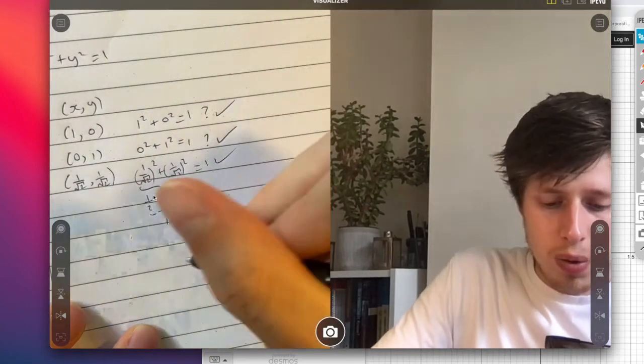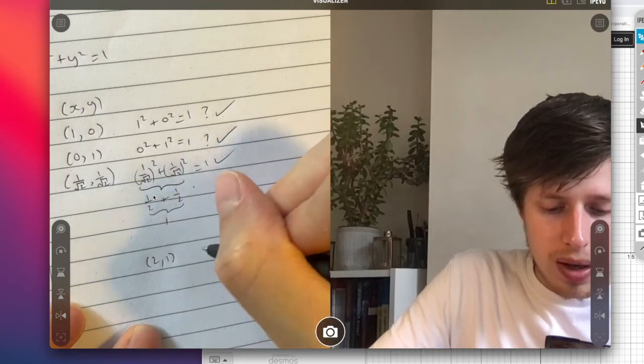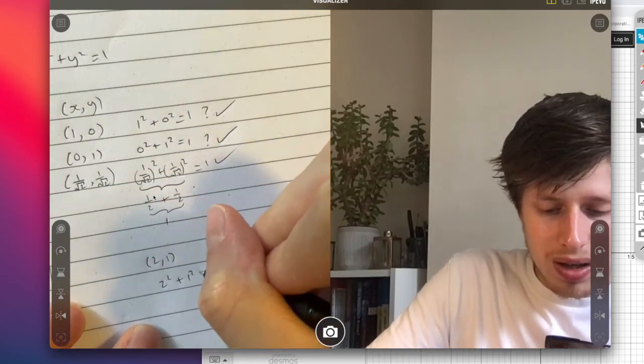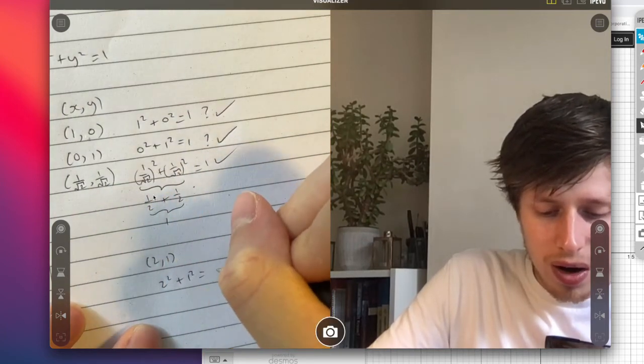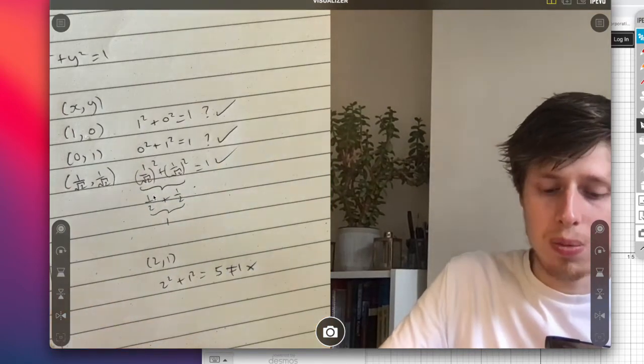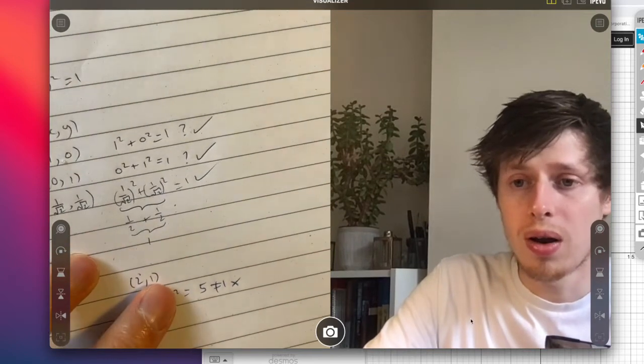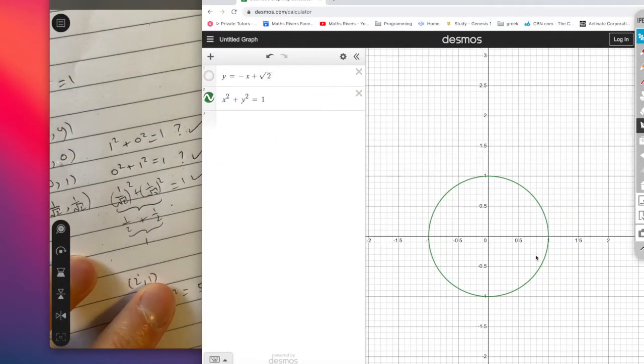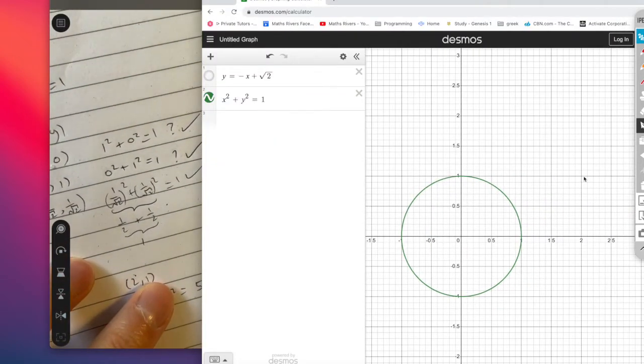That's good. Now what about the point 2, 1? Well, 2 squared plus 1 squared equals 4 plus 1 is 5. That's not equal to 1. So actually, we don't plot this point 2, 1. And can you see? 2, 1, where is it? It's over here, missing out on all the fun.